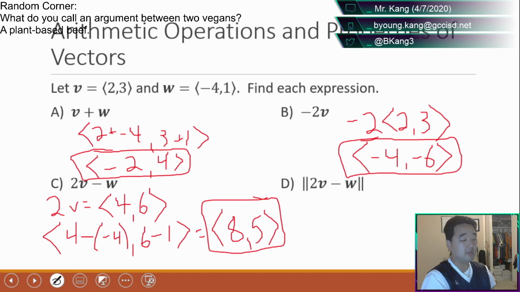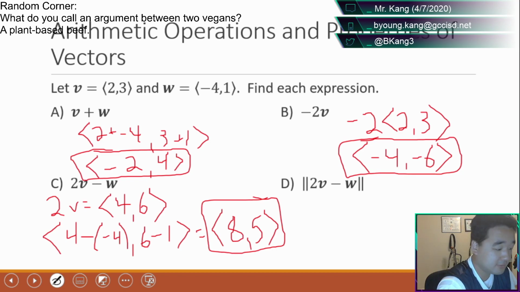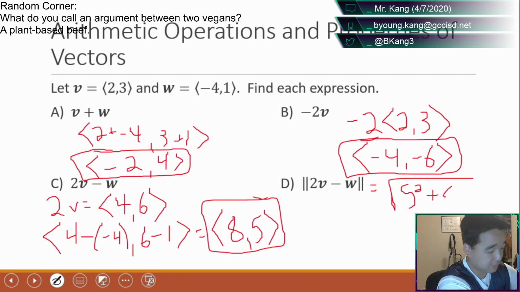And then finally for D, notice how it's the same vector as C. So now we just want the magnitude of 2v minus w. That's what that symbol means. I already know it's a position vector, so all I have to do is Pythagorean theorem with 5 and 8. So 5 squared plus 8 squared. So you get 25 plus 64. Square root of 89, which shouldn't reduce.